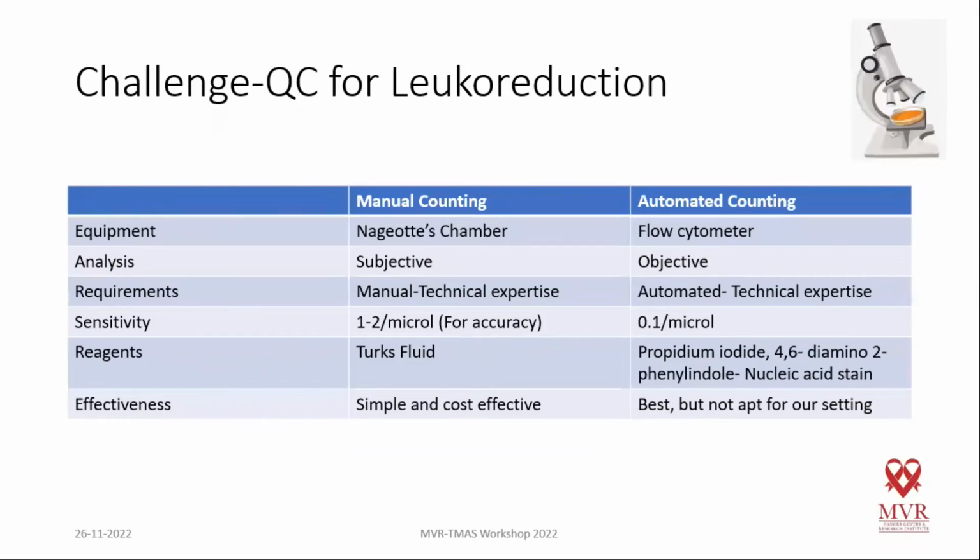So I will focus on the challenges. The QC is the main challenge. It is either manual counting or automated counting. The routine cell counter is not preferred. Manual counting uses a Nageotte chamber, and automated counting is by flow cytometry. Manual is subjective, automated is objective and more sensitive. Both require technical expertise, but the expertise for manual counting is easier to obtain. In terms of effectiveness, manual counting is simple and cost effective. Even though we have a flow cytometer in our central lab, we prefer doing manual counting due to the cost. So that's what we are following.